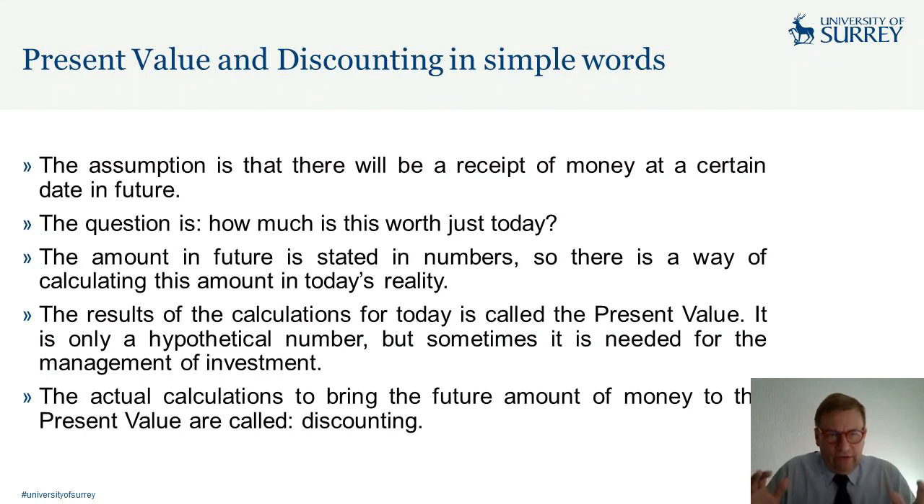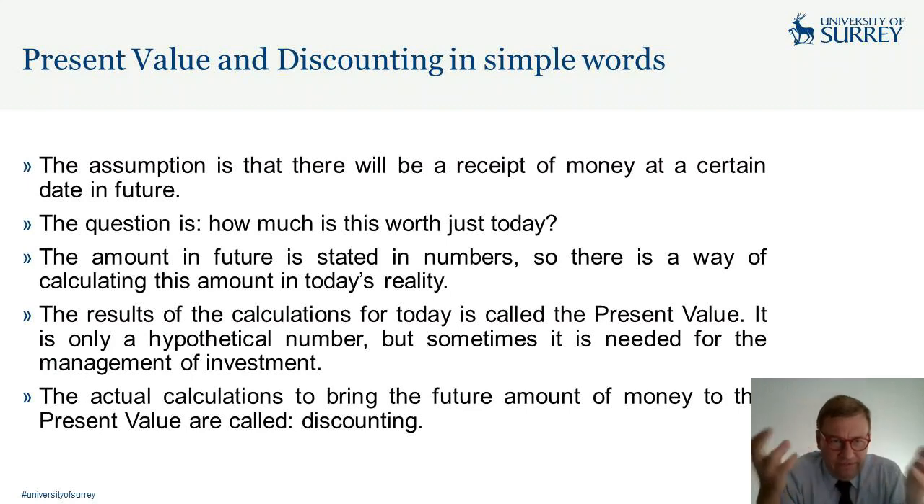So present value and discounting in simple words, because we had the definitions, now in simple words. Then there is the assumption that there will be a receipt of money at a certain date in future. Saying even simpler, you will have some money in some time, say in 2 years, in 5 years. But the fundamental question is, how much is this money worth today? You will have it in several years, guaranteed. But how much is this worth today?